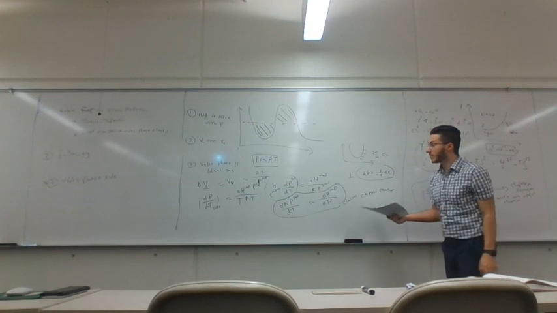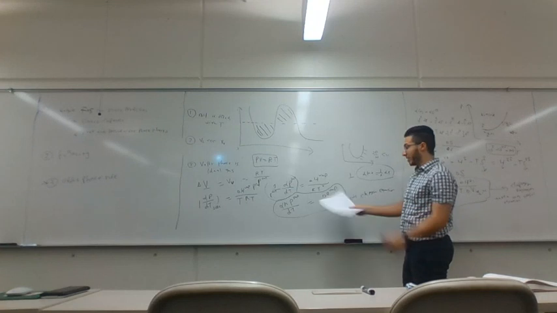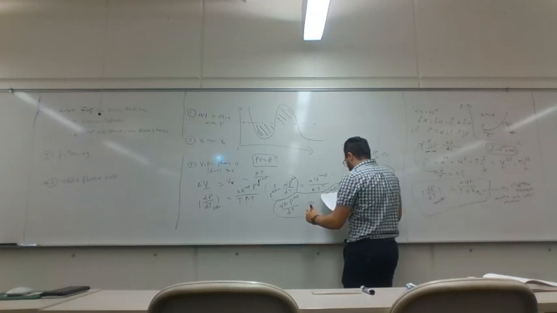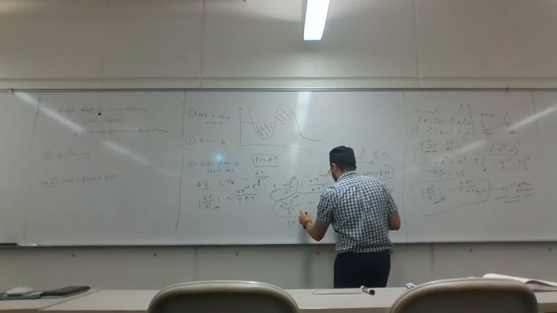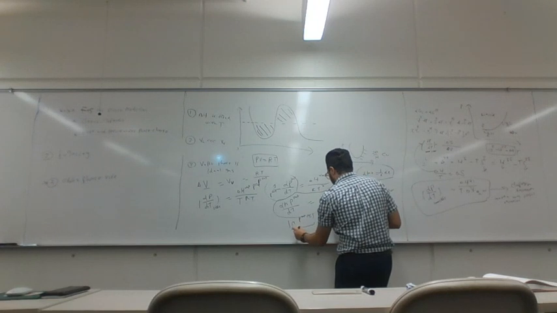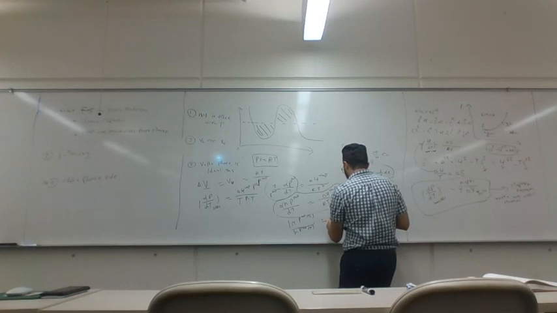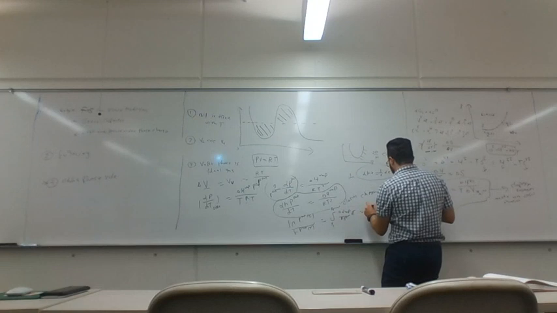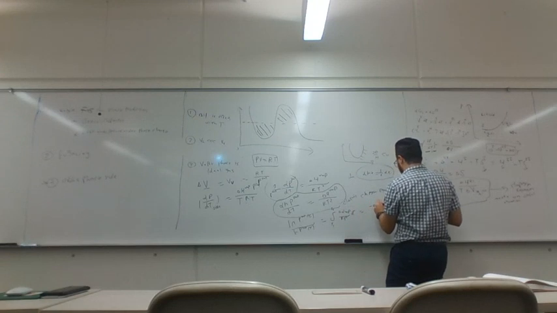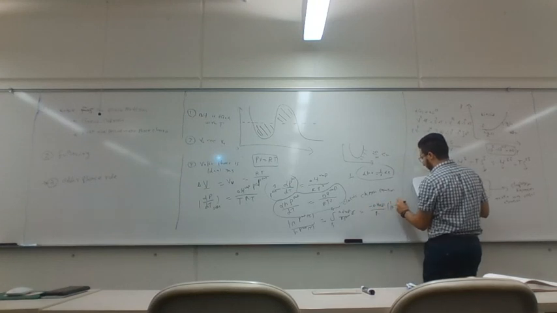Why is this more helpful than before? I can do the integration. Now we can do the integration. We have ln P2 sat minus ln P1 sat equal to the integral from T1 to T2 of delta H vaporization over R T squared dT, which should be negative delta H vaporization over R, times 1 over T2 minus 1 over T1.